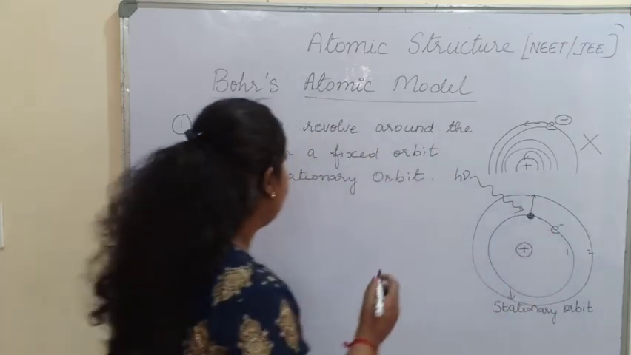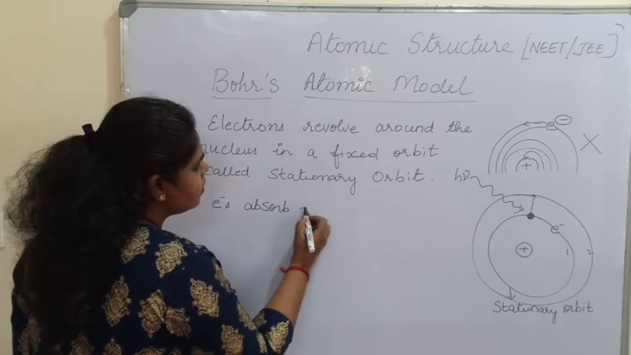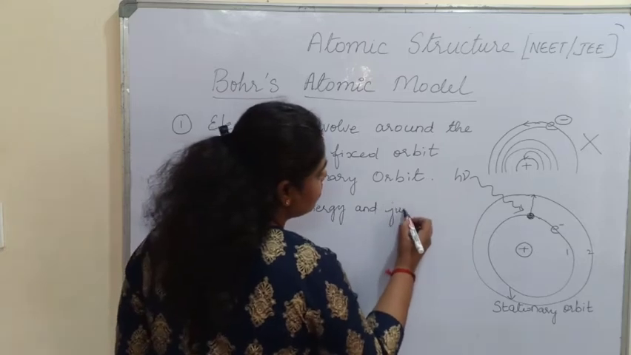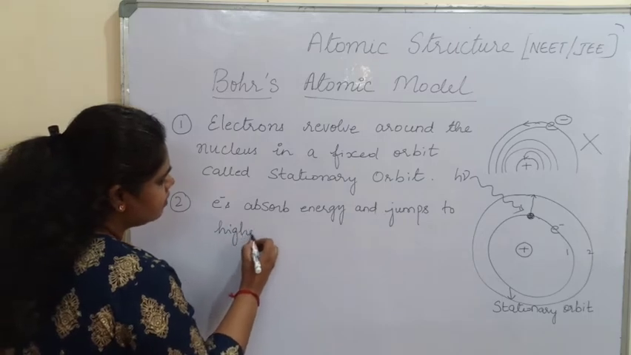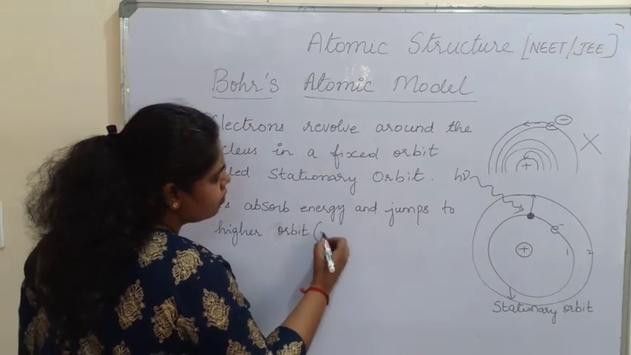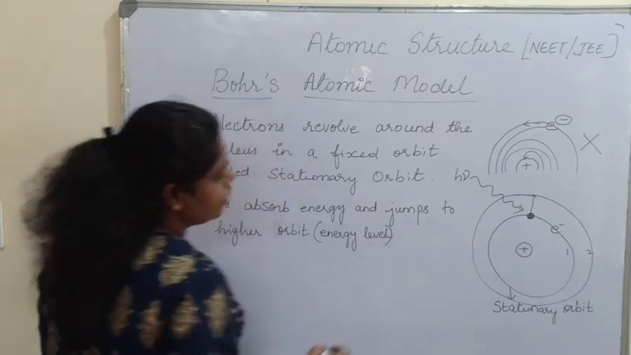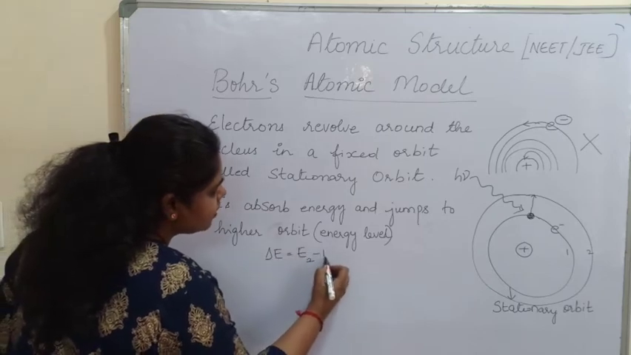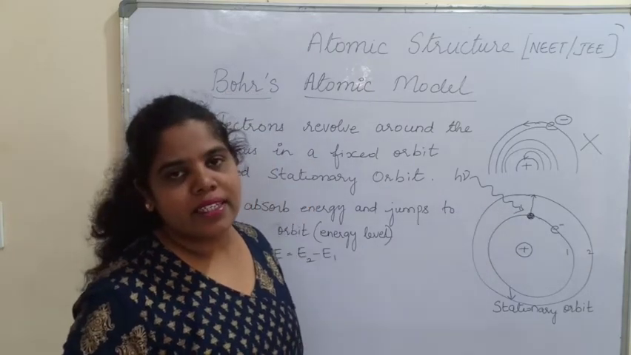When energy is given to the electron, it absorbs energy and jumps to a higher energy level. So electrons absorb energy and jump to a higher orbit. Orbit or energy level is one and the same. This can be calculated as delta E is equal to E2 minus E1. The difference in energy gives you how much energy is absorbed by the electron.